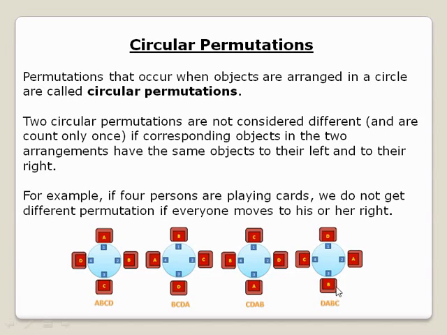And next, another place anti-clockwise for A, still you get the same arrangement. Therefore, A, B, C, D; B, C, D, A; C, D, A, B; and D, A, B, C. All these four formations are the same. Therefore, we cannot consider them as four different circular arrangements.